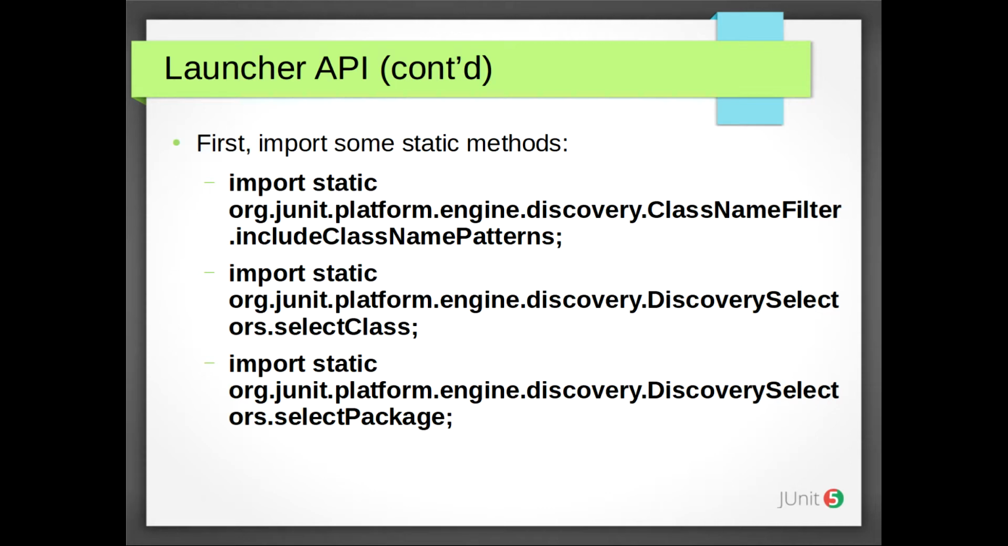org.junit.platform.engine.discovery.classNameFilter that include class name patterns. Let us go to the next import. Import static org.junit.platform.engine.discovery.discoverySelectors.selectClass.